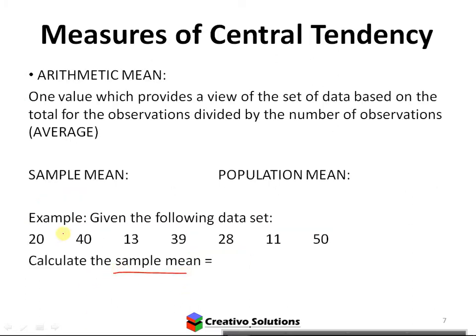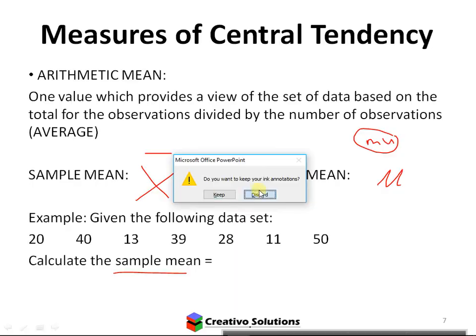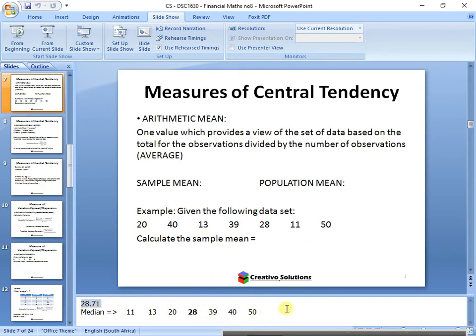Right, so I want the mean for that data. Can I do that on the calculator? Yes, you can. You use the 1-VAR stats. The sample mean is given by x bar, and the population mean is given by mu. Mu is a Greek letter for that. What's the sample mean? Yes, that is correct. 28,71. Correct. Good.